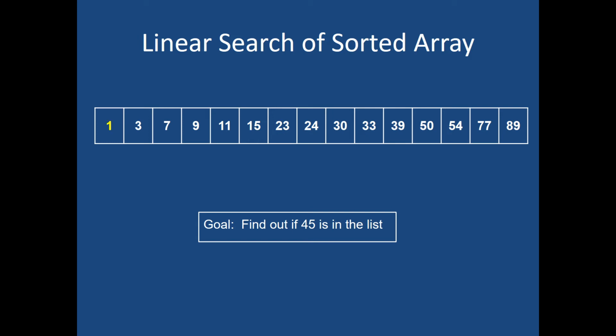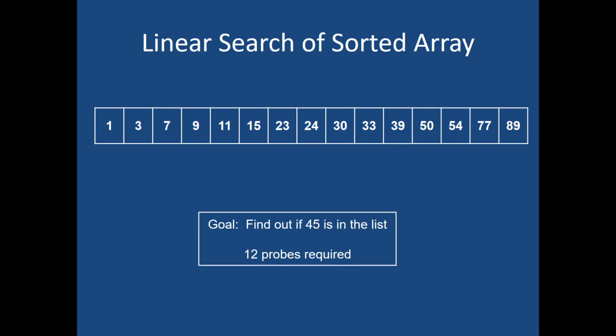So we compare it to the 1, it's not the same. 3 is not the same. 7, all these comparisons fail. When can we stop and say it's not in the list? Okay, when we get to there, we see 45 is not equal to 50, and furthermore, since the array is sorted, 50 is bigger than 45. 45 can't possibly occur in the rest of the list. So that's a linear search. It took 12 probes, 12 comparisons to decide that the element's not in the list.